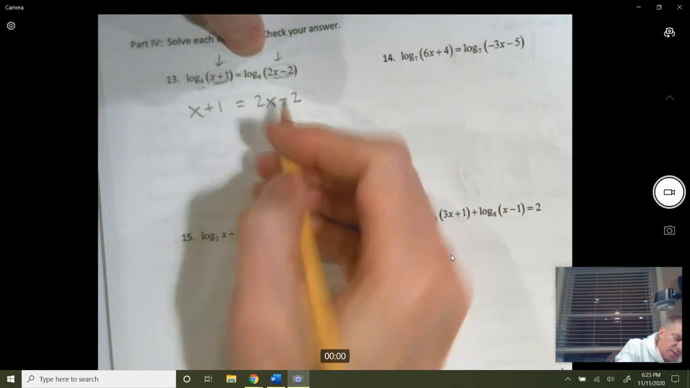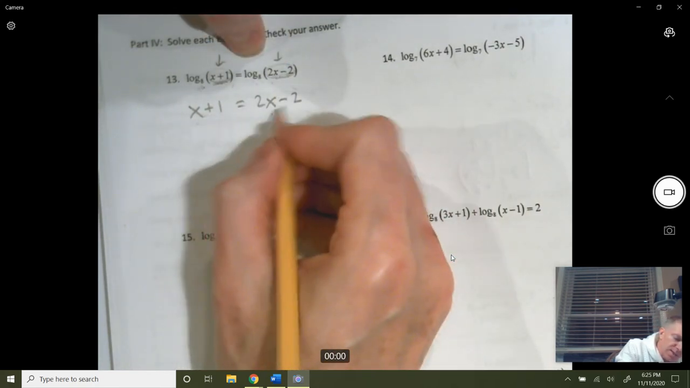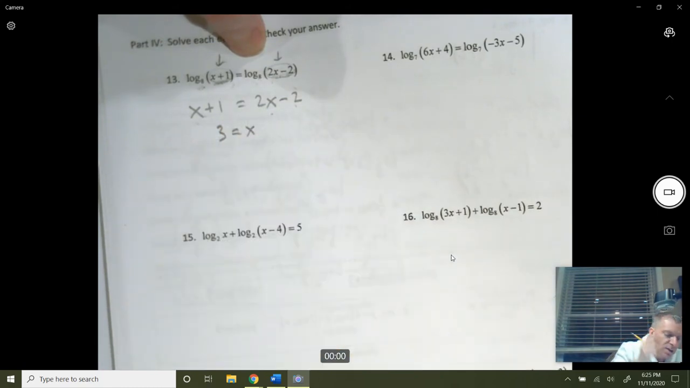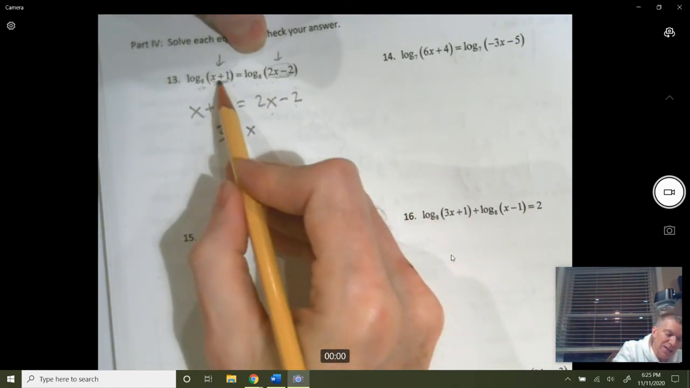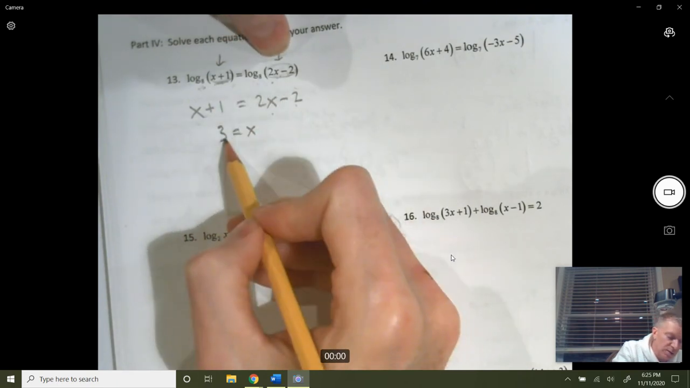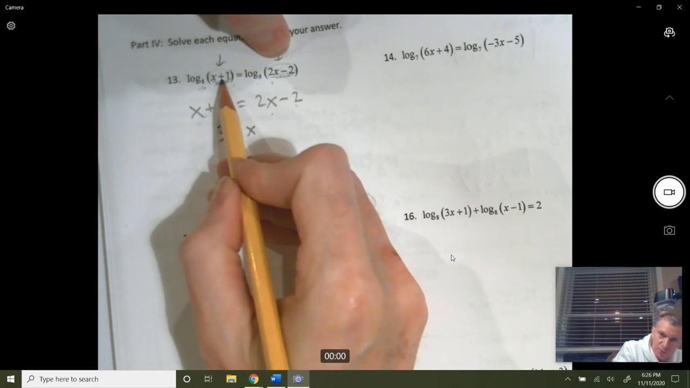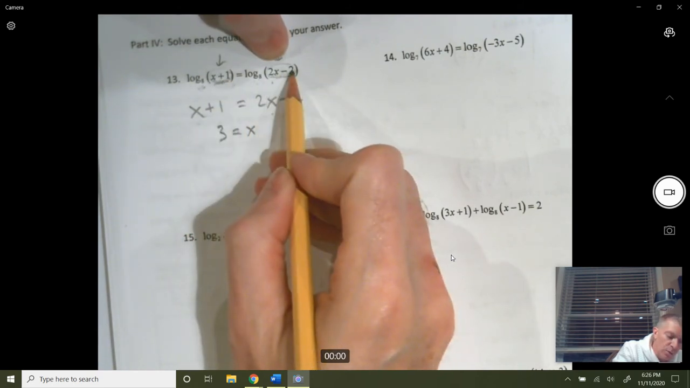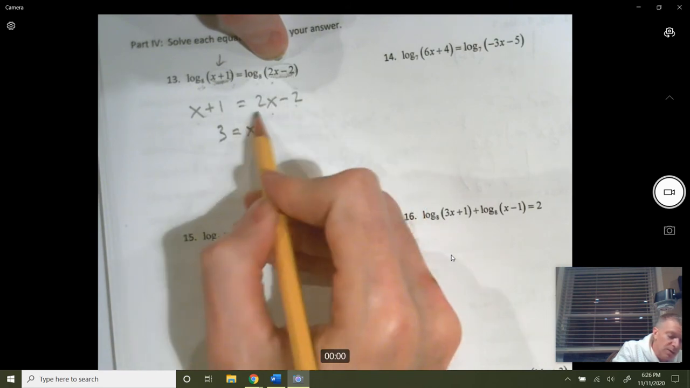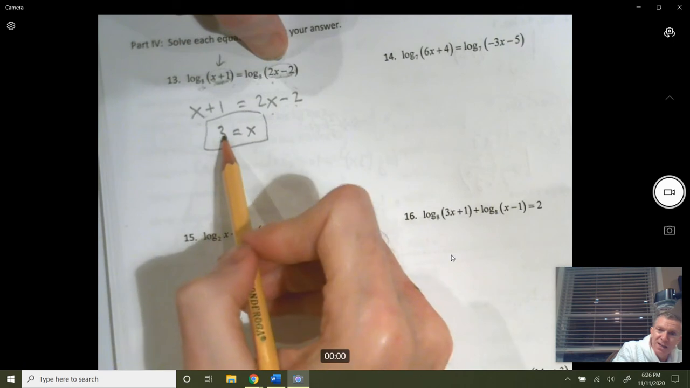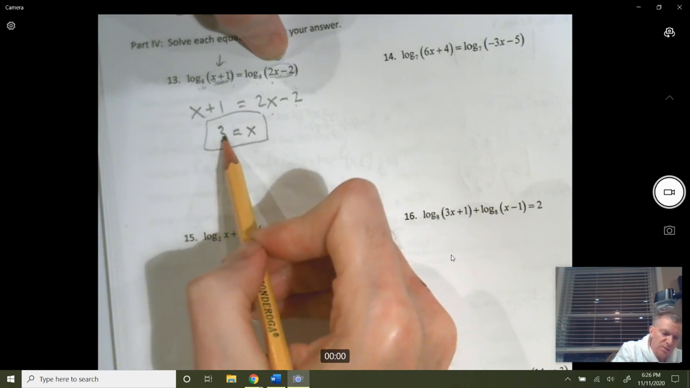So we can set these equal, subtract x from both sides, add the 2, we get 3 equals x. And you do need to double check, plug it back in, and make sure it doesn't make any of your arguments negative. 3 works here, 3 plus 1 is fine, 4 is positive. 2 times 3 is 6, 6 minus 2 is 4, that's positive. Remember that you cannot take a log of a negative number. So if you ended up with a negative, it is possible for this to be an extraneous solution. Okay. See if maybe that happens over here.